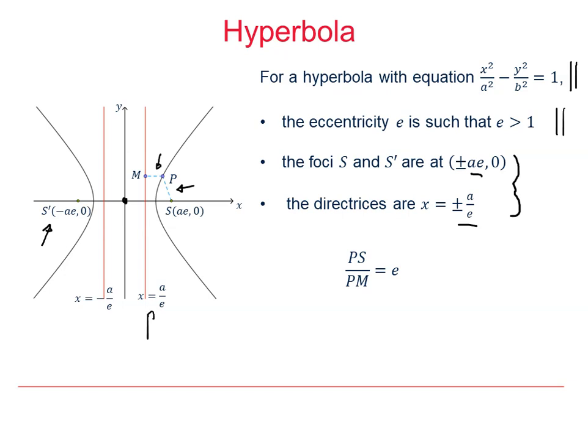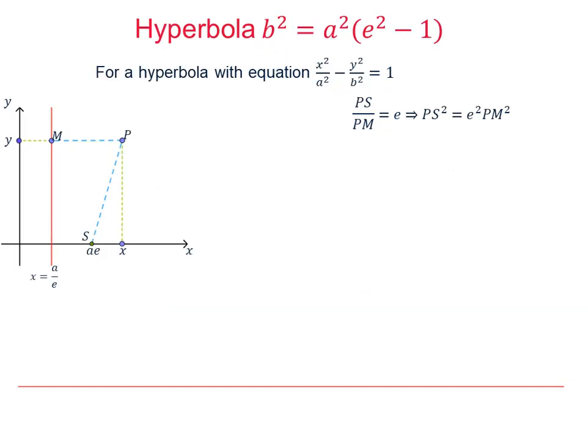Now we can put these facts together to produce an important result for the hyperbola, which is b squared equals a squared times (e squared minus 1). Again, that's very close to the expression we had for the ellipse, and the proof is very similar to the proof we went through for the ellipse.